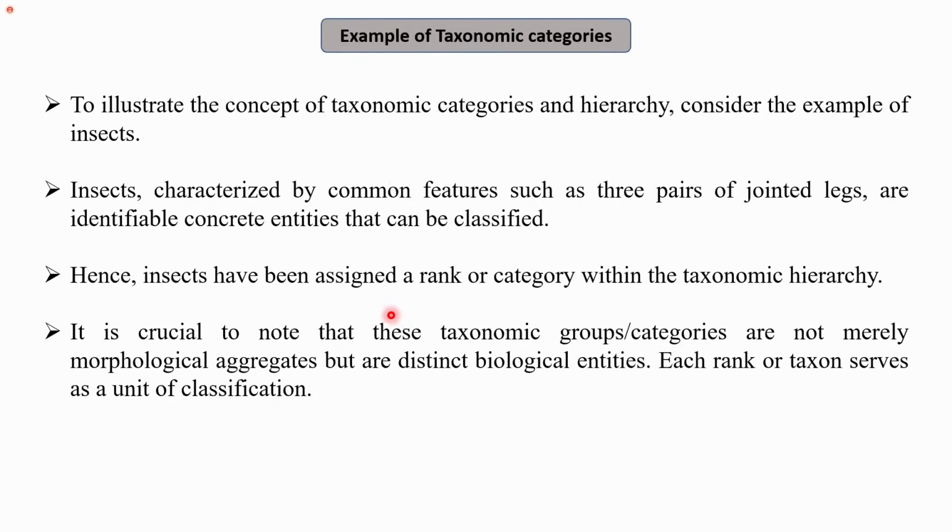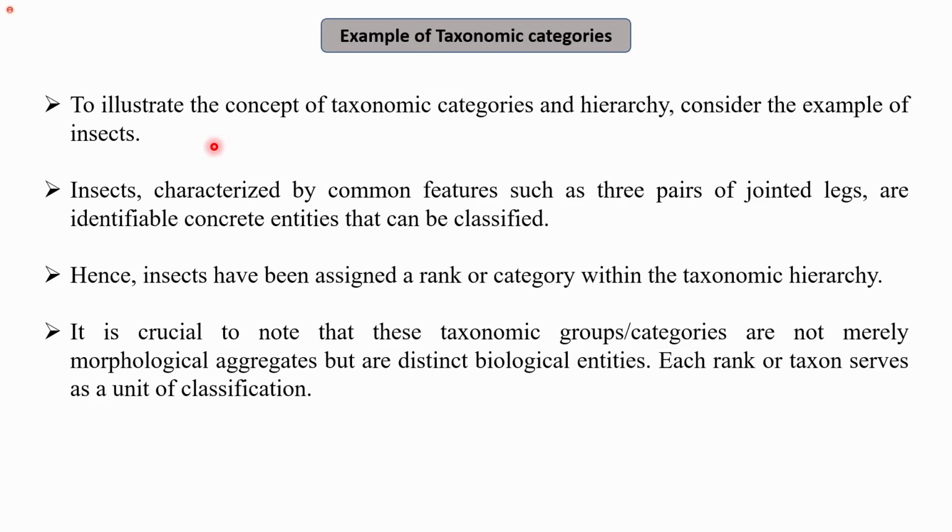So we can understand different taxonomic categories with the help of the following example. To illustrate the concept of taxonomic categories and hierarchy, we can consider the example of insects. Insects are characterized by common features such as they have 3 pairs of jointed legs. They are identifiable concrete entities that can be classified. So that 3 pairs of jointed legs is a particular characteristic of insects. Hence, insects have been assigned a rank or a category within the taxonomic hierarchy.